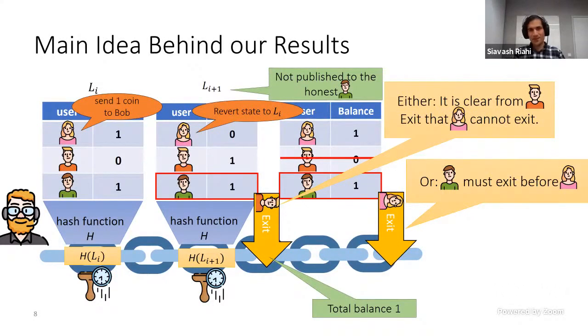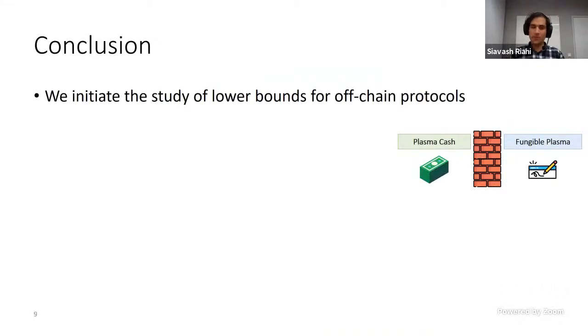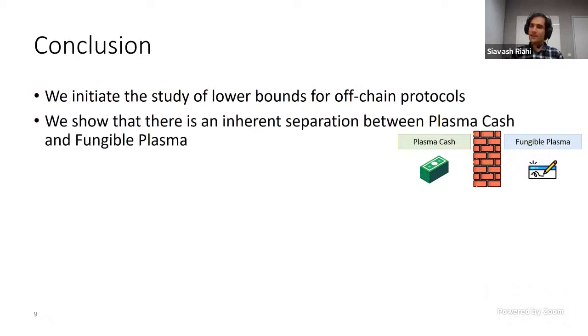Now this is just the main idea behind our results. And there are a lot of details that I've just ignored here, but for those, I would refer you to the paper and also the long version of the presentation. So with this, I would like to conclude. In this work, we for the first time initiated the study of lower bounds for off-chain protocols. And we show that there is an inherent separation between plasma cache and fungible plasma.